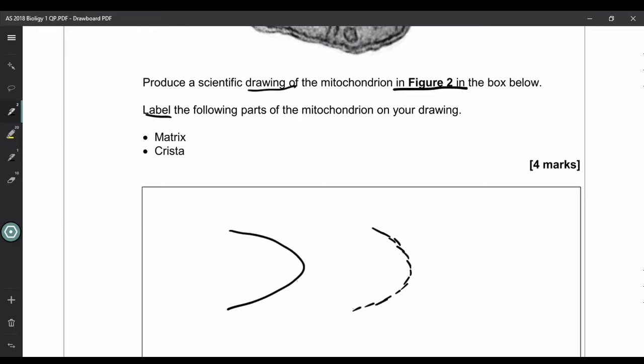Some of the advice that the examiners give is use a sharp pencil so you can actually represent the fine detail. Don't shade it and don't use any colours. It's just asking for a simple pencil drawing. Okay, and if you do any of the things like the sketching, the shading, you're going to end up losing marks.